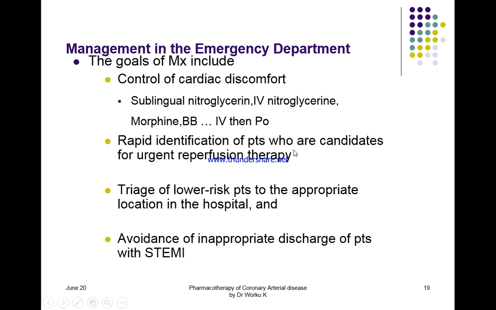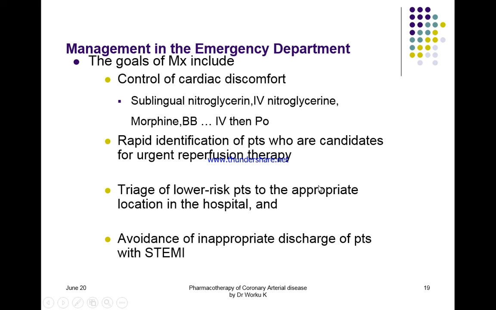Rapid identification of patients who are candidates for urgent reperfusion therapy is very important, by the way. Not all patients will need reperfusion therapy, but we need to identify patients based upon their presentation, and that shouldn't take time for isolation or characterization of the patient, or deciding which need reperfusion or which do not. It's better to over-treat the patient than under-treat in case of acute coronary syndrome.